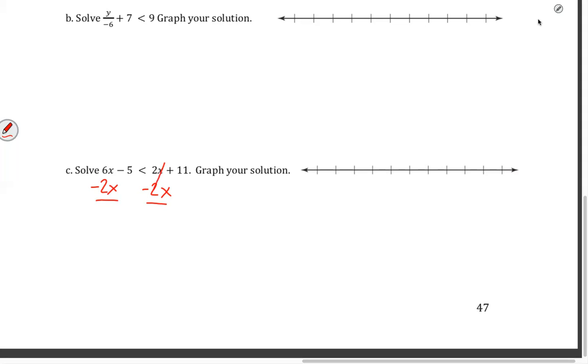All right, so I get rid of my 2x by subtracting it. So I have 4x. Ooh, what's happening there? So, okay, 4x. This is going to be a rough day. Rough day. Okay, I have 4x is less, oh, where'd it go? Oh, man. 4x minus 5 is less than 11. Now, I add 5.